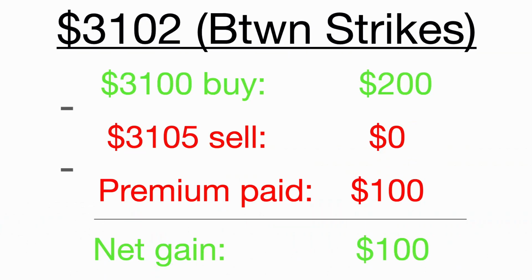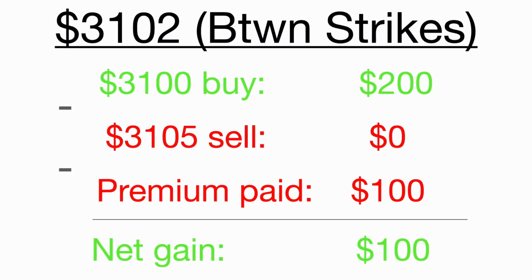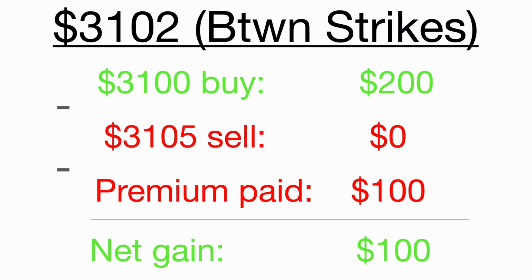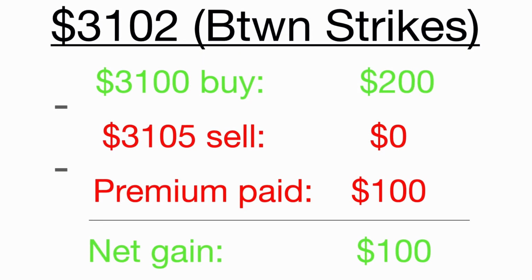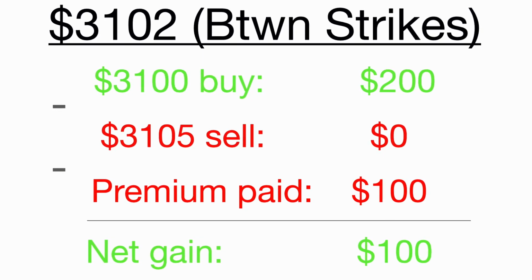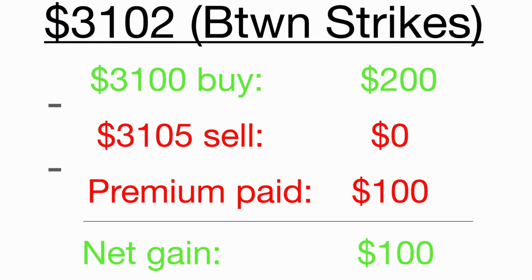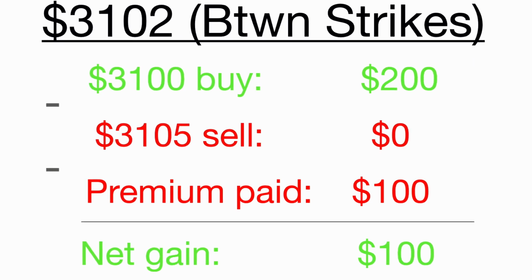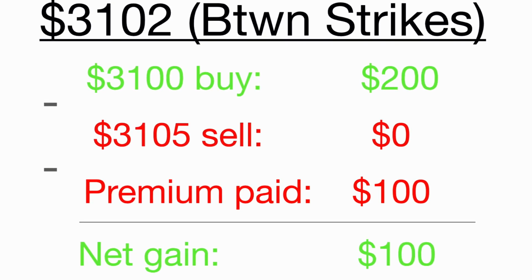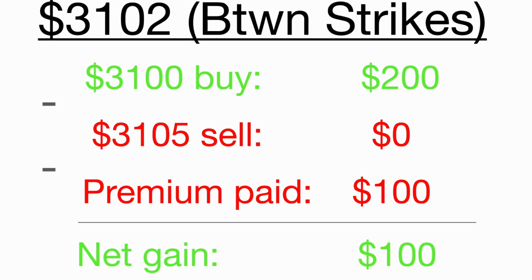In the very last scenario, let's say we close somewhere between 3100 and 3105. Let's go with 3102. Our 3100 call contract is now worth 2.0, or $200, and the 3105 call contract is now worth $0, because why would you buy Amazon at 3105 when it's at 3102 currently? So the one we bought is worth $200. The one we sold is now worth $0, so we don't owe anything back on it. We gain $200 minus the premium we paid at $100. We gain an overall $100.